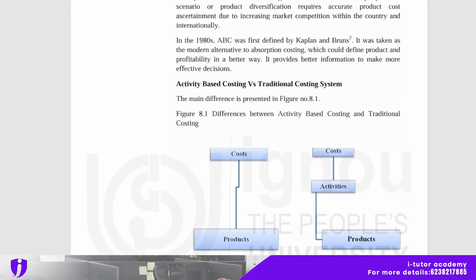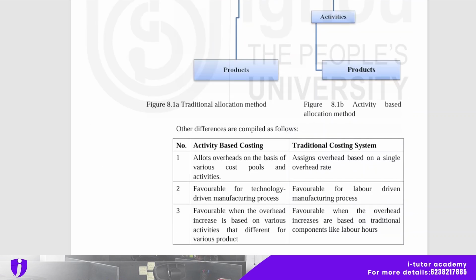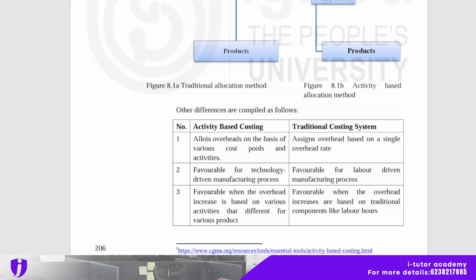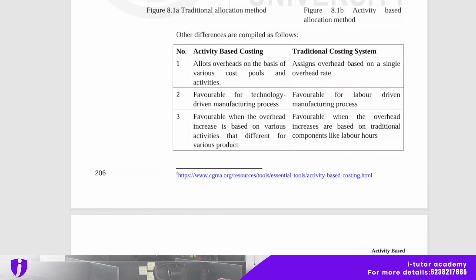And activity based costing versus traditional costing system. In the traditional allocation method, there is product and direct cost. And in activity based costing, in between there is an activity: product, activity, and cost. Okay, you just verify this chart. And activity based costing and traditional costing are differentiated in this column. You just go through it.